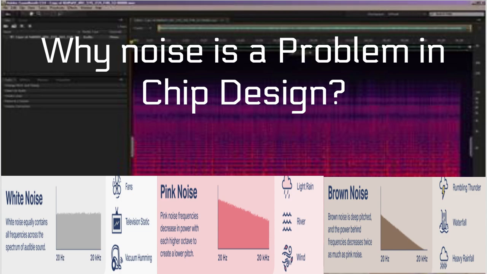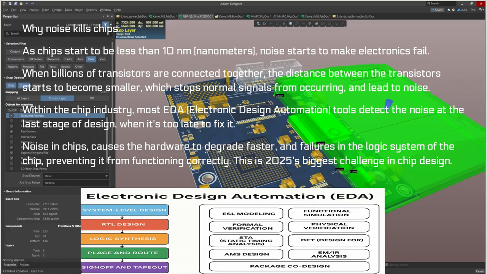Hello, this is Akar here, and in this video, I will be discussing why noise is a problem in designing chips. As you can see on the bottom part of the screen, it mentions white noise, pink noise, and brown noise. Those are different types of noise.